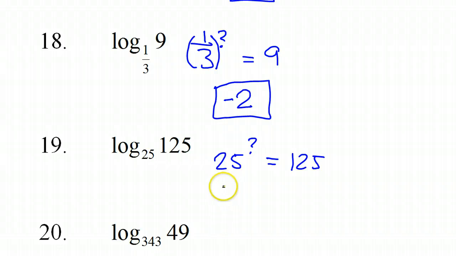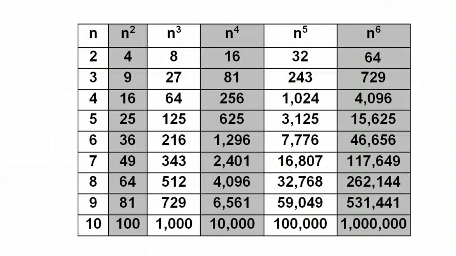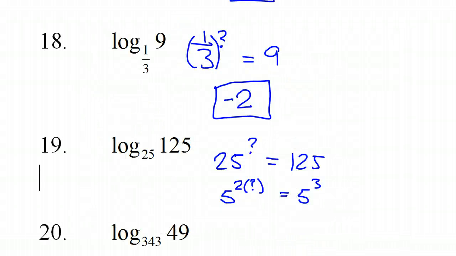25 can be rewritten as 5 squared. So that's 5 squared, and now we still have this question mark, so it's like 5 squared to the question mark. 125 can be written as 5 to a power. You can tell off the chart, 5 to the 3rd power is 125.